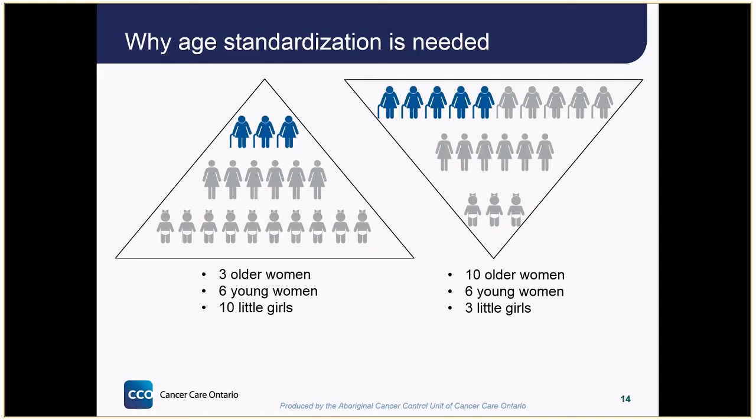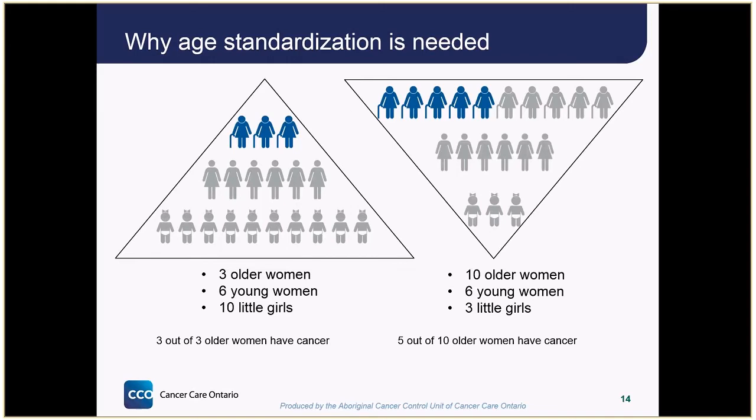But if we focus on older women as our population, we see that 3 out of 3, or 100% of the women in the group on the left have cancer, compared to 5 out of 10, or only 50% of the older women on the right. If we hadn't looked specifically at older women, we wouldn't have noticed this difference.